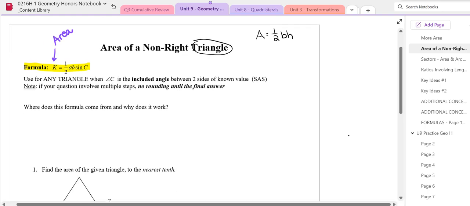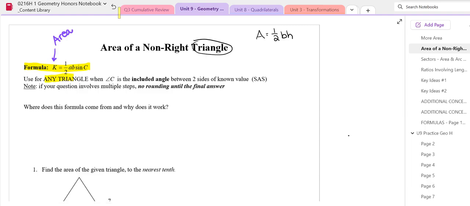Unlike the other formula, which we had to know both a base and a height for, we could use this when we know any angle inside a triangle and the two side lengths that include that angle. So you might think about that as being the side angle side criteria, and I'm going to show you exactly what that looks like when we get a little deeper into the video.